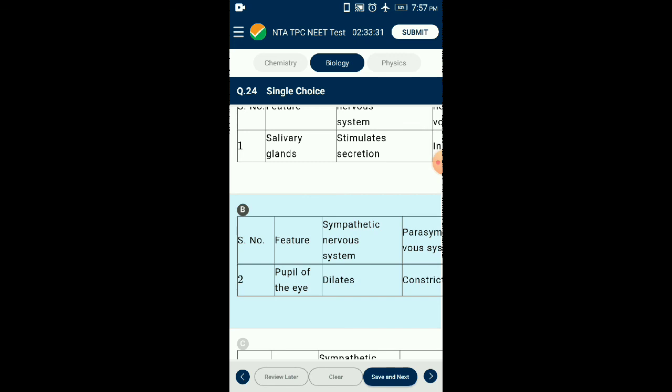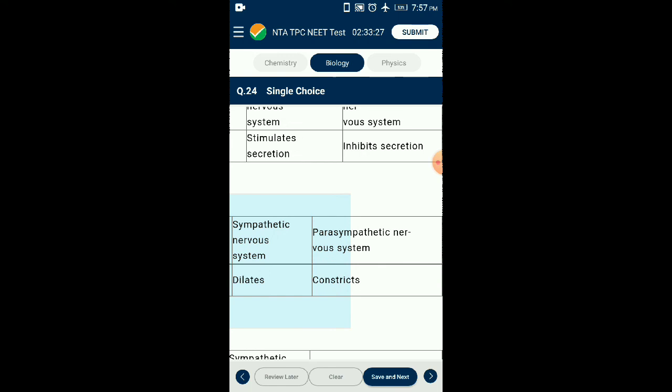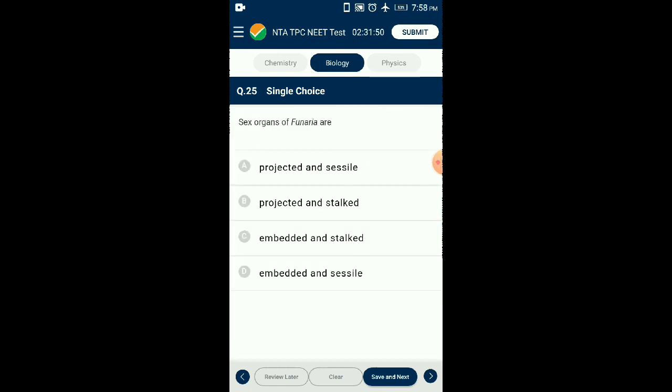Feature, sympathetic nervous system, parasympathetic nervous system, everything is given correctly. The sex organs of Funaria are. The predominant phase in the life cycle of bryophytes is haploid and it is called gametophyte. The gametophyte forms gametangia called antheridia for production of male gametes and archegonia for the production of female gametes. So the answer for this question is option B, protected and stalked.